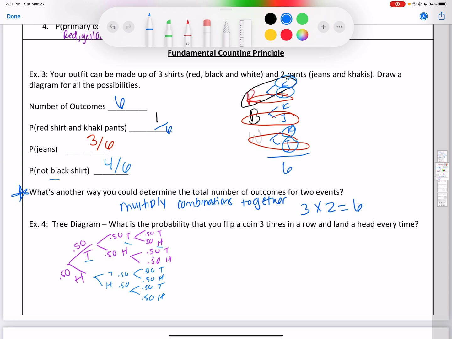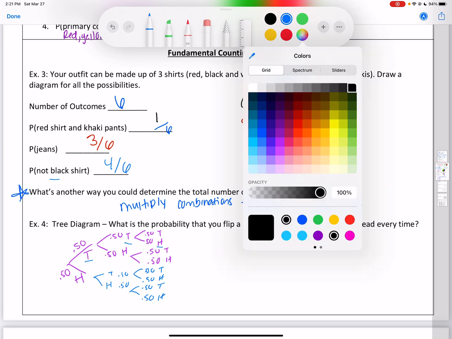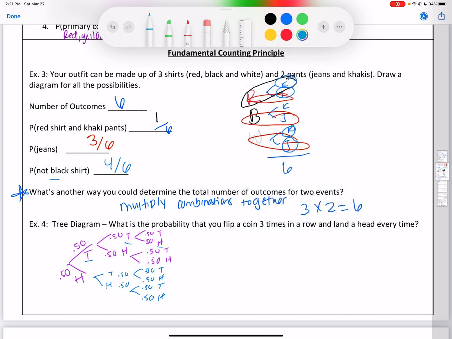So when it says, what's the probability that you flip a coin 3 times and land a head every time? I land a head in this case, I had a 50% chance of that. I had a 50% chance to land heads again, and another 50% chance to land heads. So what you can actually do is multiply those probabilities together to get the odds of that happening. So you multiply 0.5 times 0.5 times 0.5, and that gives you the likelihood of getting heads 3 times in a row.